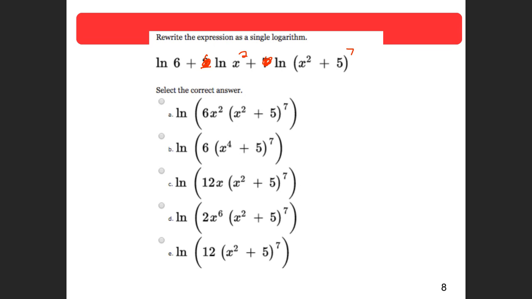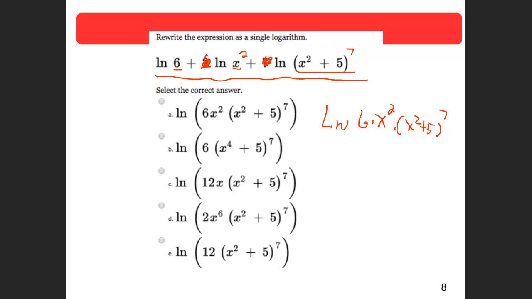Okay, now this is all addition. So that means all of this is going to be just multiplied together. So it's going to be 6 times x squared times (x squared plus 5) to the 7th. So I can write this whole mess as one logarithm: natural log of 6 times x squared times (x squared plus 5) to the 7th. And that should be my answer.